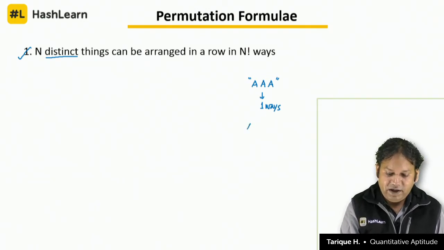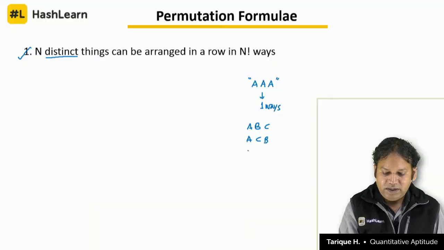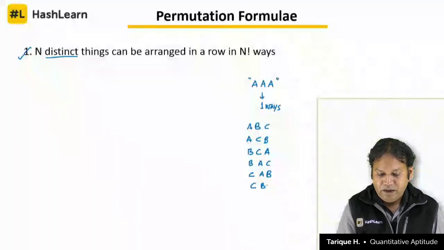For example, if we have A, B, C, we can have a number of arrangements like A, C, B, or we can say B, C, A, or B, A, C. So, you see, when we have things which are distinct, we start getting more number of arrangements. C, A, B and C, B, A, we have 6 arrangements.